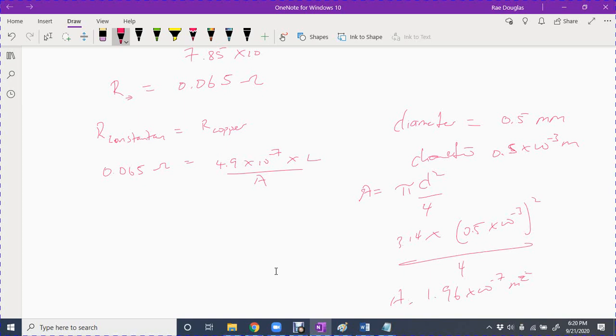So we can transpose our equation by saying 0.065 times the area, which is 1.96 times 10 to the minus 7, all divided by 4.9 times 10 to the minus 7, is going to equal the length. With this, we can do our mathematics, right? We know that this and this are going to cancel, because this is negative 7. I can bring the 10 to the negative 7 into the numerator, and that becomes 10 to the positive 7.